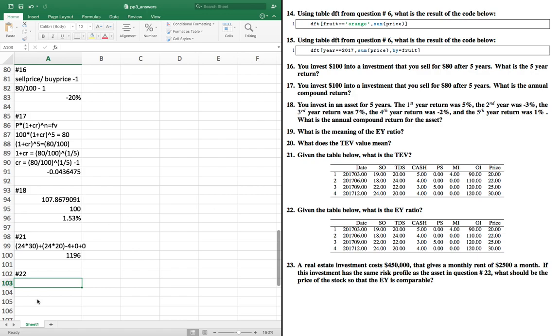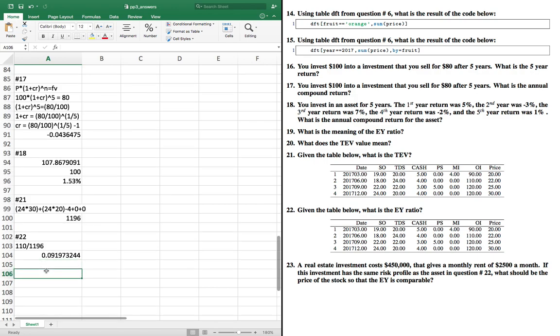Looks like it's 110, right? So this comes out to basically 110, the mean of operating income, divided by 1196, which is going to give me the answer of 9.19%.